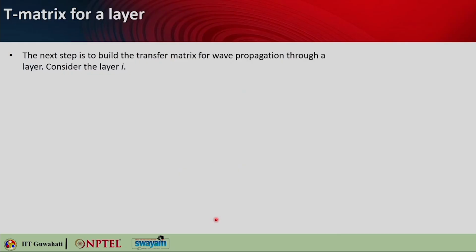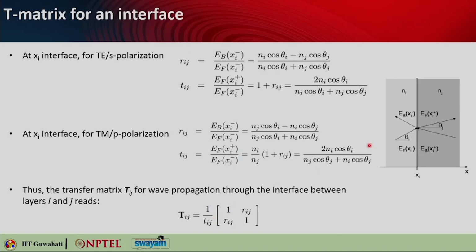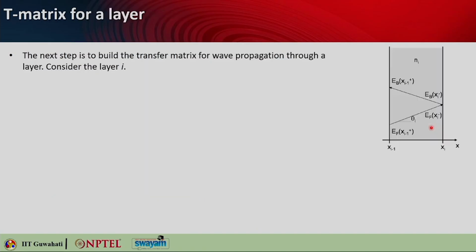Clear? Now, this is what is happening in the interface, and after the light has actually crossed the interface, it is actually inside a particular layer. Now, depending on the material and the depth of the layer, there will be some changes in the phase being accumulated. Okay. So, let us see how do we actually make a matrix of a layer.